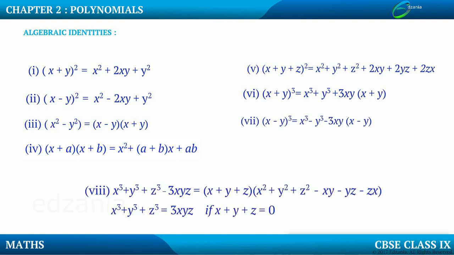And the last one, x cube plus y cube plus z cube minus 3xyz will give us x plus y plus z, x square plus y square plus z square minus xy minus yz minus zx. Now, you have to remember one more thing, that x cube plus y cube plus z cube is equal to 3xyz if and only if x plus y plus z is 0. Now, these are all the identities, that is, these are all the formulas. They are very important to solve the sums. So, let us see some of the specified sums based on these formulas.